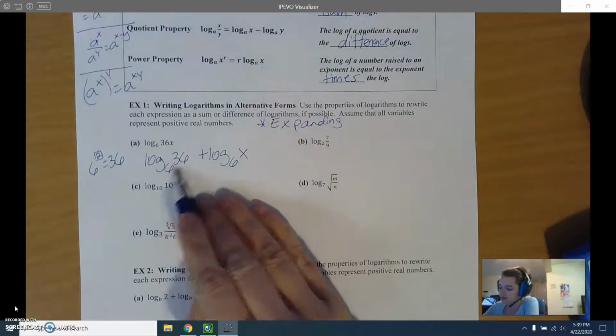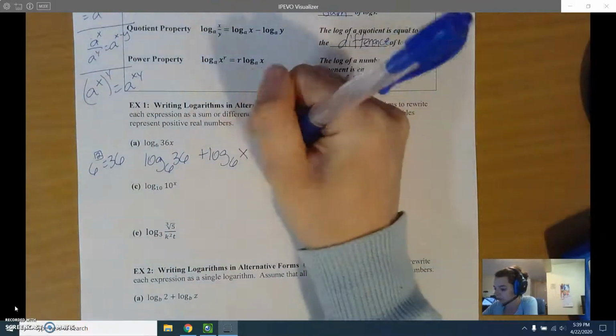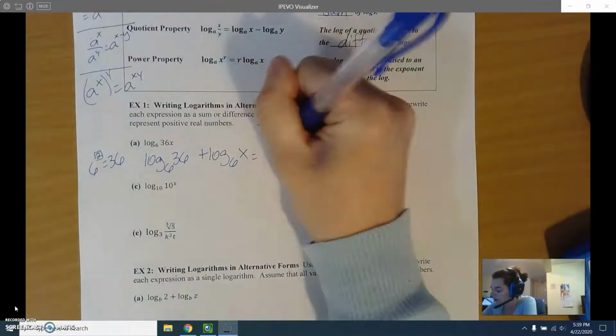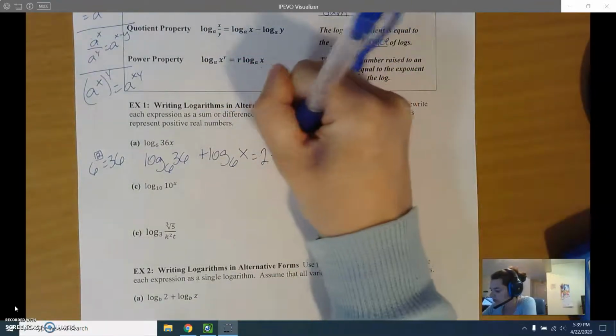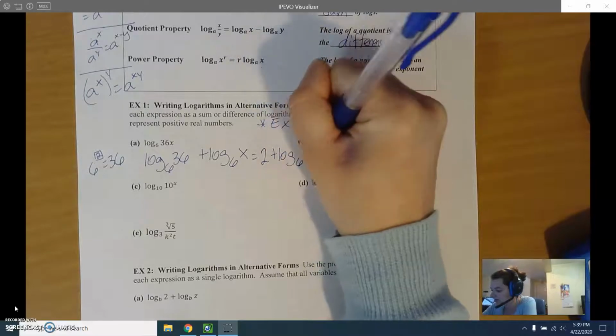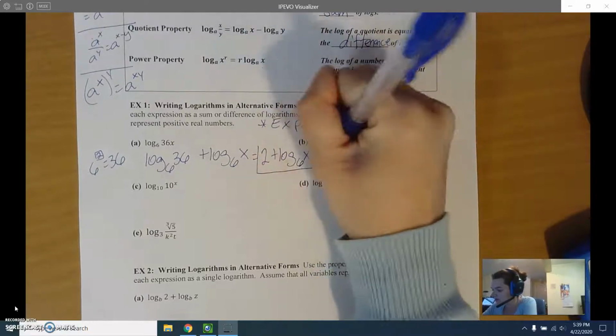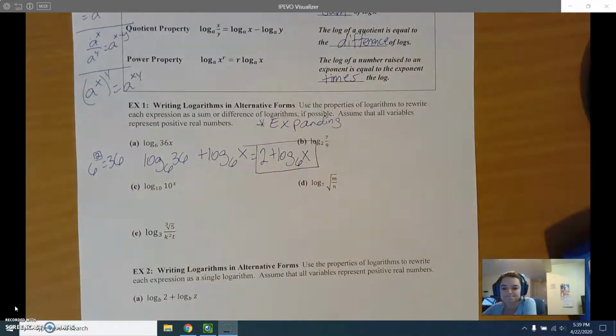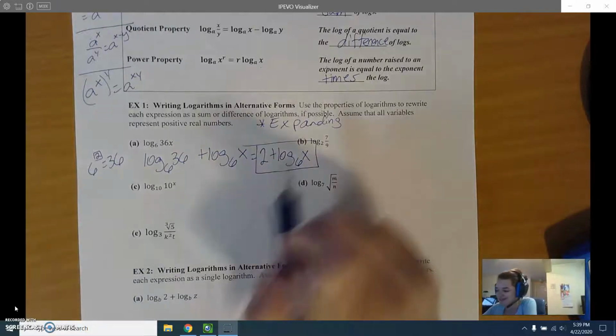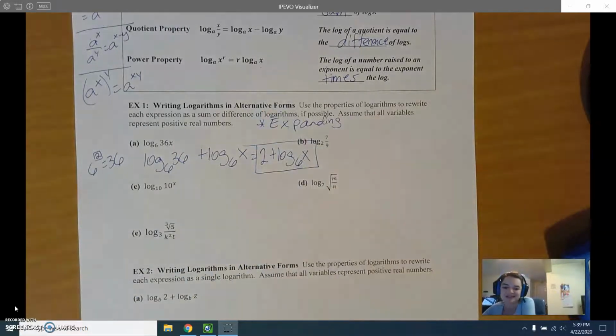So the log base 6 of 36 is really 2. So you could also say that this is 2 plus the log base 6 of x. Okay? So that's why we can do it, because now we just get a number, and then we have a log of x, which isn't so bad.